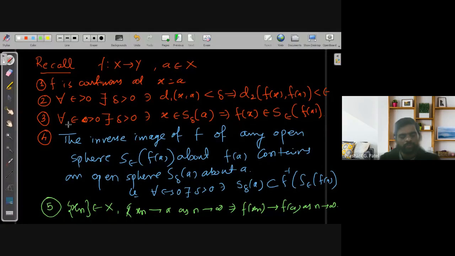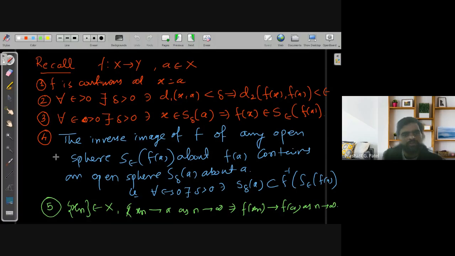We proved, or I gave you as an exercise, that the sum of two continuous functions is continuous, the product of two continuous functions is continuous, and the division of two continuous functions is continuous, provided that the denominator function is non-zero. And then we solved certain examples related to it. In this lecture, we'll discuss very important results on continuous functions.